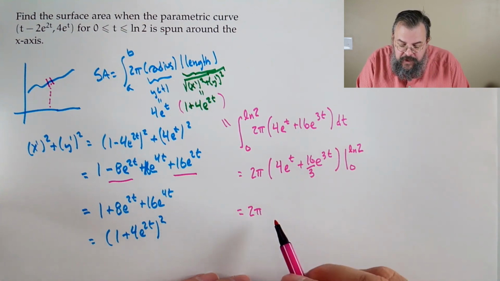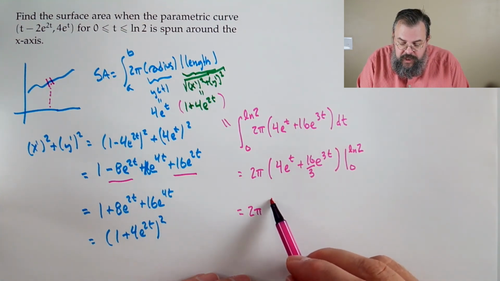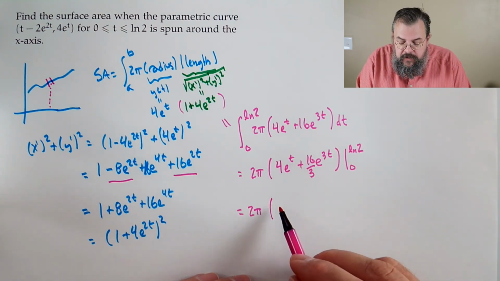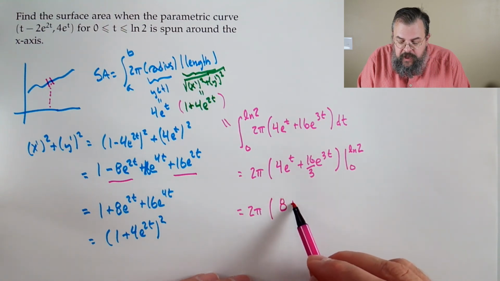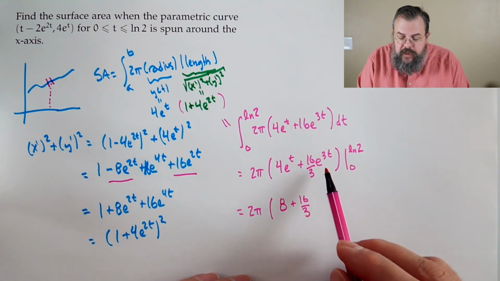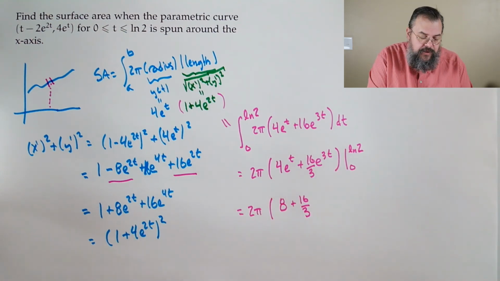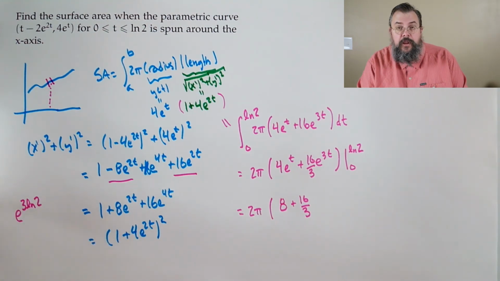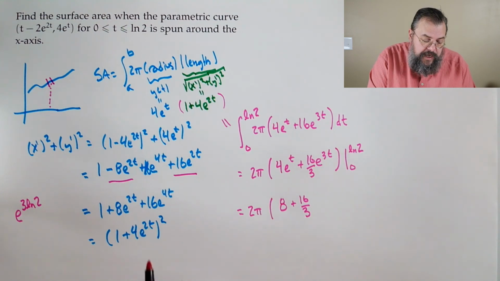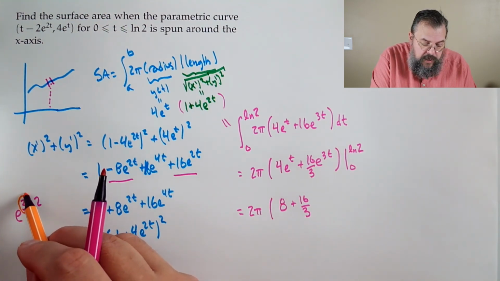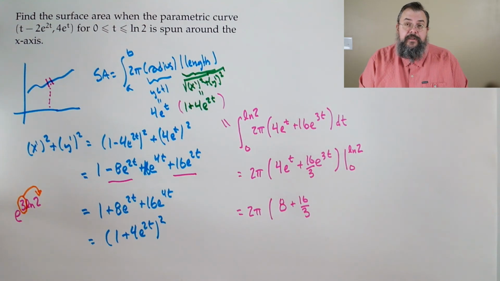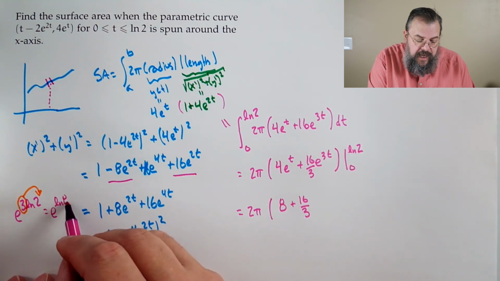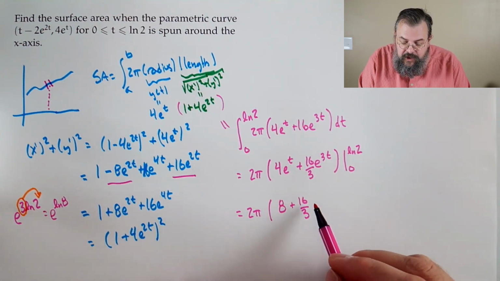Plug in log 2. E to the log of 2 will be 2, because e and log are inverses of each other. So we'll have here 8 plus 16 thirds e to the 3 log 2. Now that one might not be quite so quick, but if you think about e to the 3 log 2, one of the properties of log says what? Well, you can take the 3 and move it up into the exponent on the inside. So it's the same as e to the log of 2 cubed, which is 8. So this will be 16 thirds times 8.